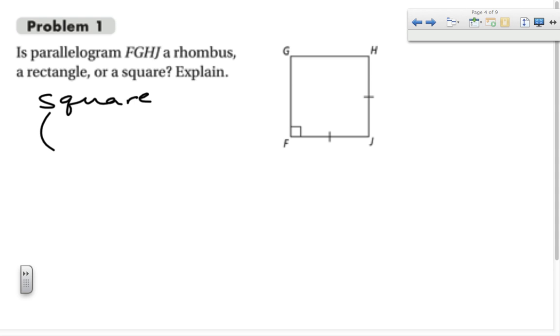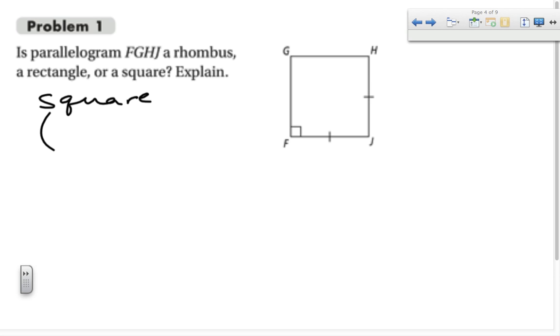Right, notice, in the question, I am told that this is a parallelogram. That is tremendously important that you realize that for most of these problems where they're asking you, what is this? They're telling you that it's a parallelogram, and they're asking you, above and beyond that, what is this?